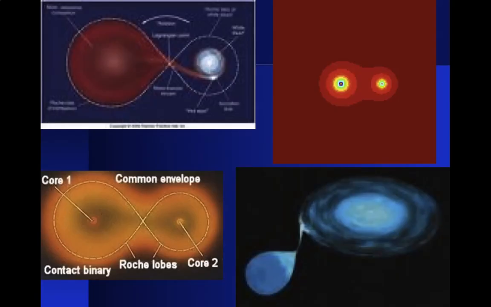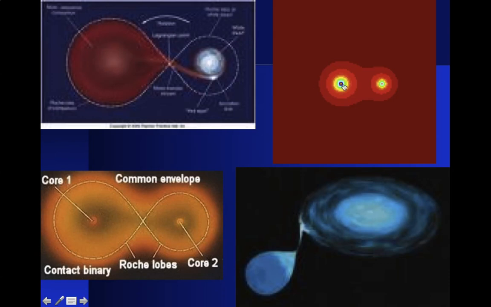Let's take a look at what these things are supposed to look like. Take a look at the upper left. Here's a mass transfer where you have a red giant and its material is pouring over through the L1 point and swirling around its partner star. Now that swirling area of debris is called an accretion disk. That'll be important in the next chapter, an accretion disk.